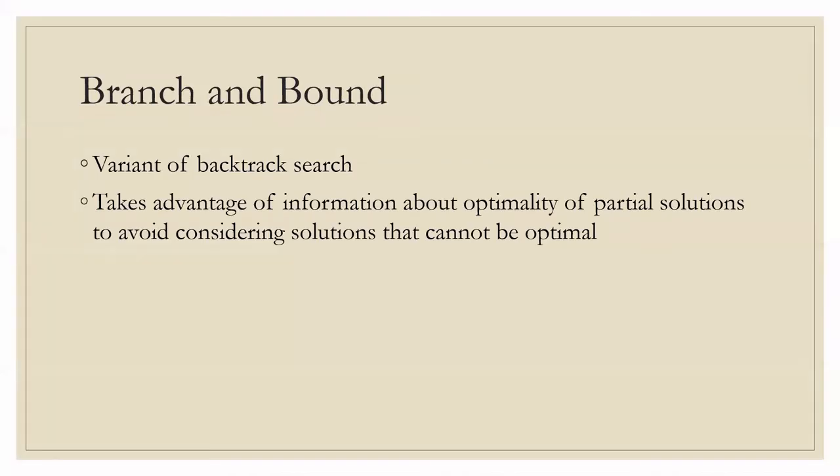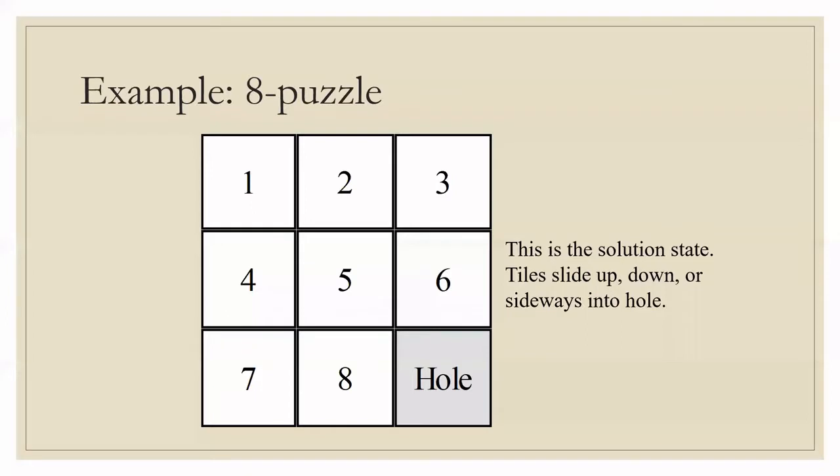The branch and bound method is a variant of backtracking. It checks the solutions in between for optimality so that we can avoid those solutions which are not optimal. Consider the 8 puzzle, which is a simplified version of the well known 15 puzzle invented by Sam Lloyd.